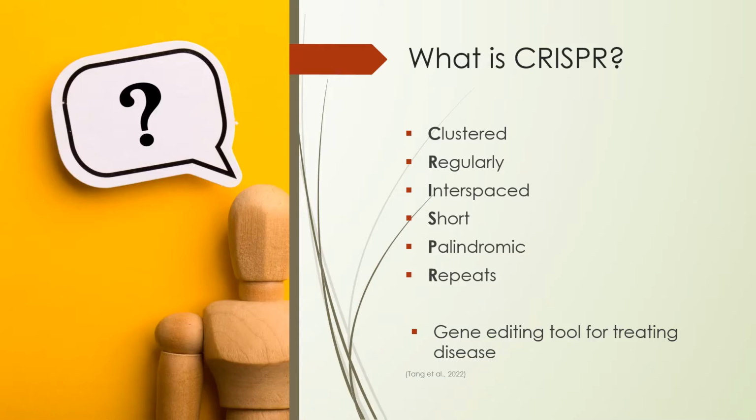Today we're going to be talking about CRISPR-Cas9, a breakthrough in the discovery of bioengineering. So what is CRISPR? CRISPR stands for Clustered Regularly Interspaced Palindromic Repeats. In short, CRISPR is a gene editing tool for treating disease.